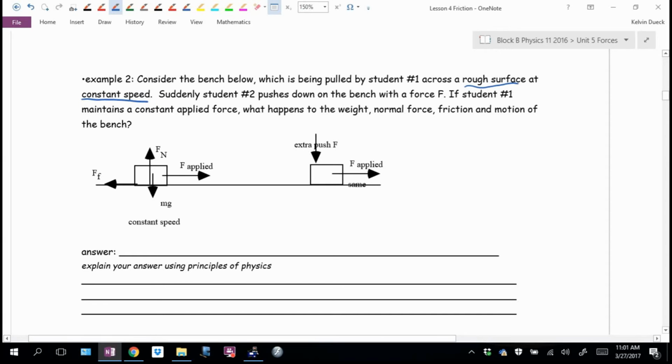Suddenly, student number 2 pushes down on the bench. You know what? Let's even say this. Student number 2 comes along, because I'm sure you've seen this happen, and sits on the bench while someone's trying to slide it. Okay? It says, if student number 1 maintains a constant force, what happens to the weight, the normal force? You know what? Let's call this part A. Let's put a B above normal force. Let's put a part C above friction. Let's put a part D above motion of the bench.